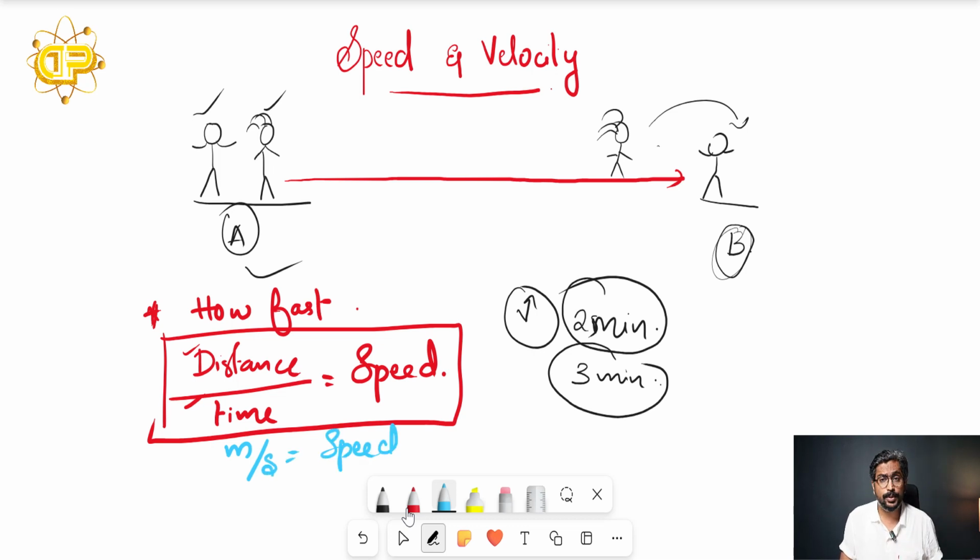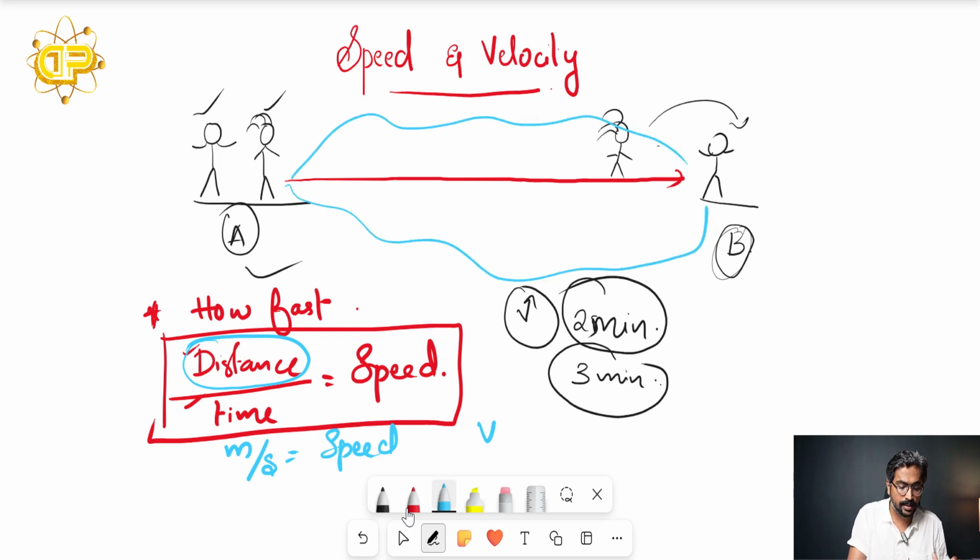And one more thing you need to keep in mind is, speed is what type of quantity? There is no specified direction here. Why? Because distance does not have any specified direction. An object can cover any path, someone can move like this, Revati can move like this. So there is no specified direction for distance. Speed is distance by time, so we can say speed is also a scalar quantity.